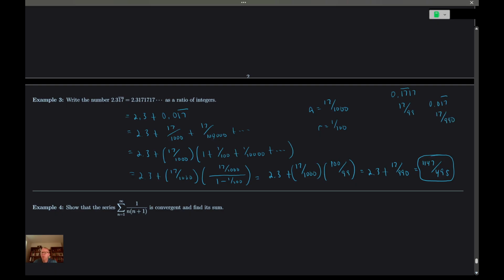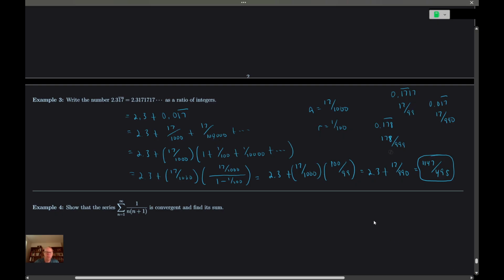If you have 0.017 and the 17 is repeating, it would be 17 over 990. So you can put however many you have, and if it was, let's say, 0.178 repeating, then it'd be 178 over 999. So however many you have repeating, put that many nines, and then if you have zeros in front of it, put the zero there. So that's kind of a shortcut without doing the geometric series.